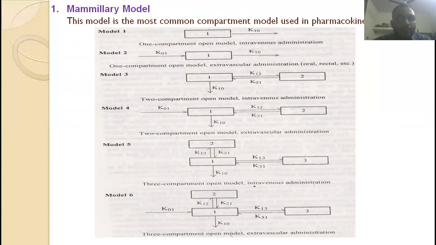Fourth model is two compartment open model, extravascular administration. Fifth model is three compartment open model, intravenous administration. And model 6 is three compartment open model, extravascular administration.